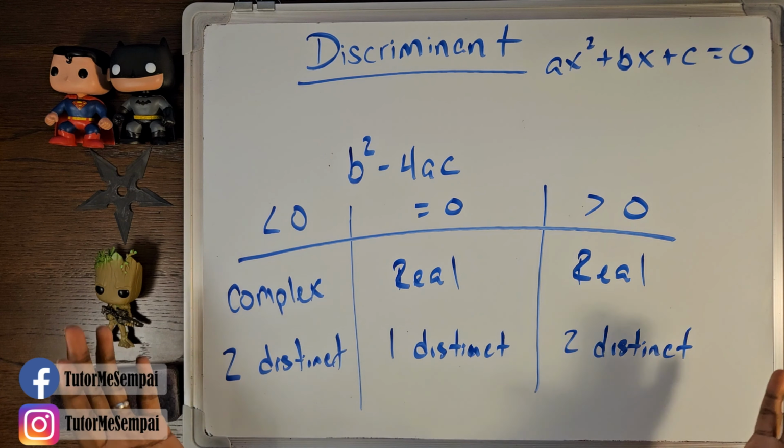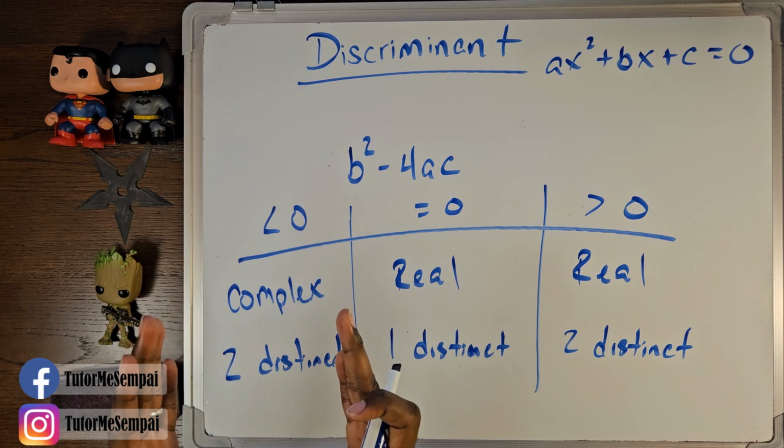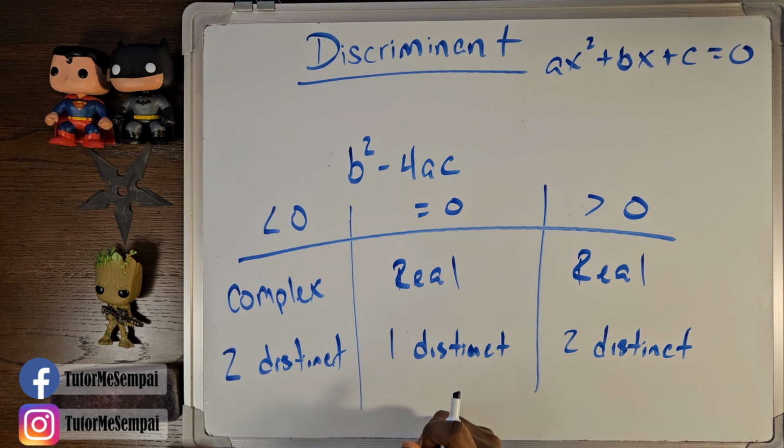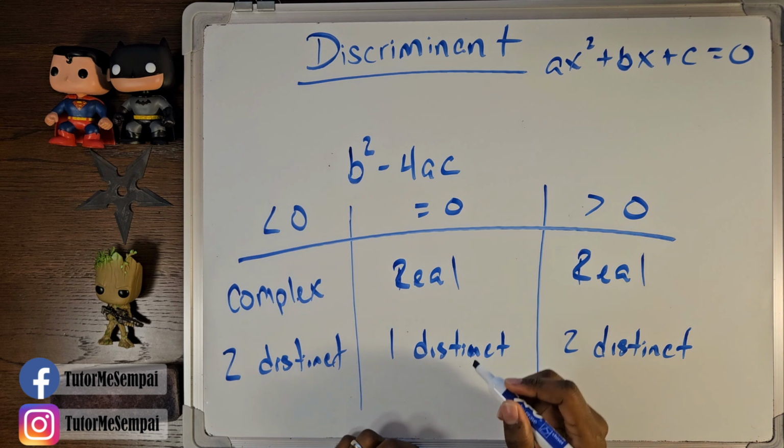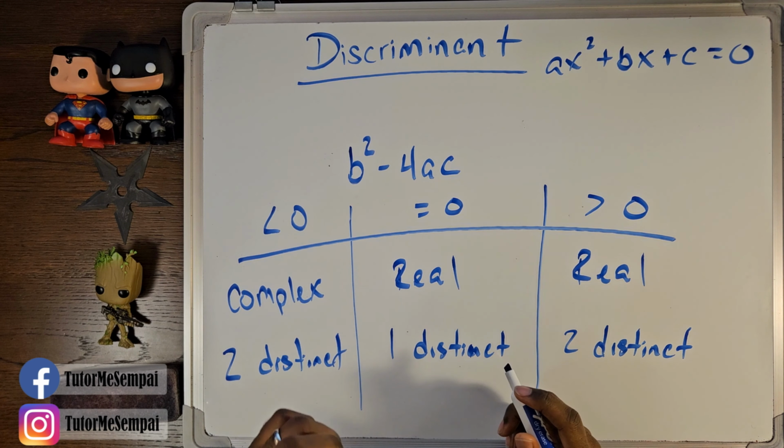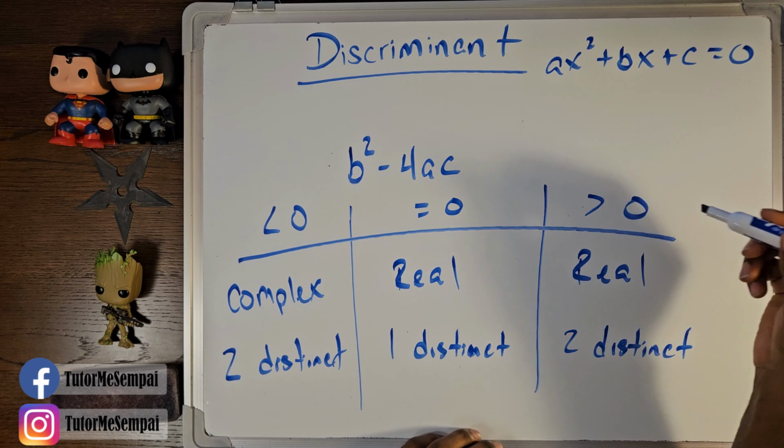And if we put everything together, when our result is less than 0, we're going to have 2 different or distinct complex roots. If it's equal to 0, we're going to have 1 root, but it's going to be a real root that's repeated. And if it's greater than 0, we're going to have 2 distinct real roots. So let's use our discriminant to find the nature of our roots for our next few examples.